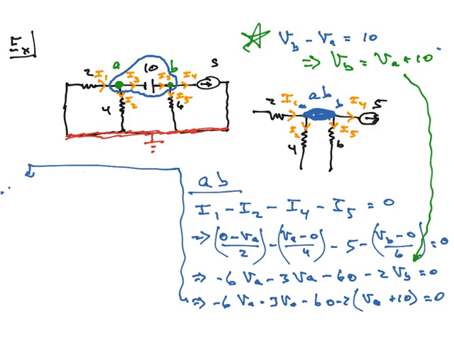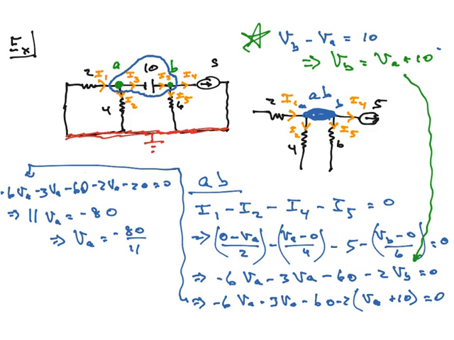So what do we have? Minus 6 VA, minus 3 VA, minus 60, minus 2 VA, minus 20 is equal to 0. Minus 6 minus 3 is minus 9. Minus 9 minus 2 is minus 11. So 11 VA is equal to minus 80. So VA is minus 80 over 11.